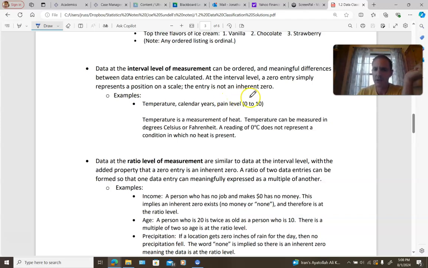And then pain level. Here's another example. So when you list your pain level, that can be ordered, and you can also subtract those, and there'll be a meaningful difference there.